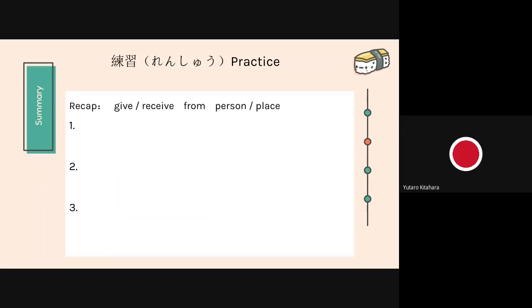Okay, so recap, to give and receive from a person and a place, very straightforward. I give fish to the cat, for example. Sakana wo agemasu. Okay, I give fish. If I give to a cat, neko ni. Neko ni sakana wo agemasu. Give fish to cat.